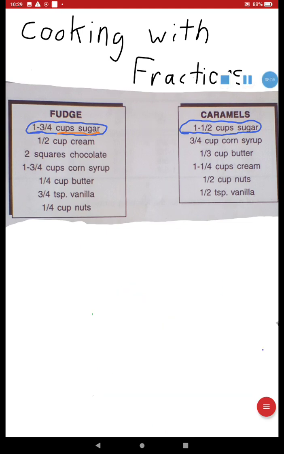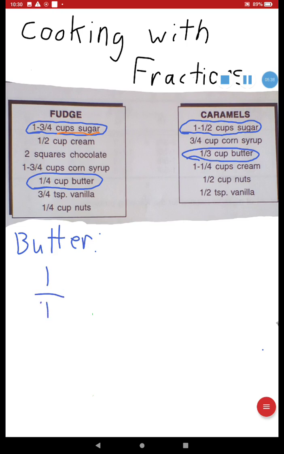Let's do that one more time with another ingredient. All right, now let's figure out how much butter you will need total to make the fudge and the caramel. Where's butter? There it is. 1/4 cup butter for the fudge. How about for the caramel? There it is. 1/3 cup butter. All right, let's add those two together. 1/4 plus 1/3.